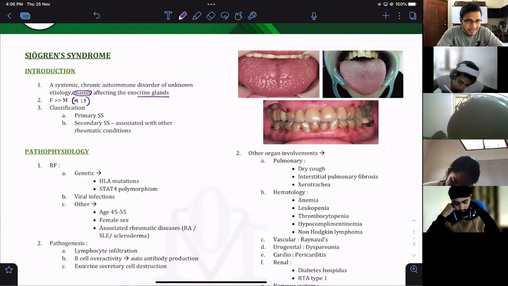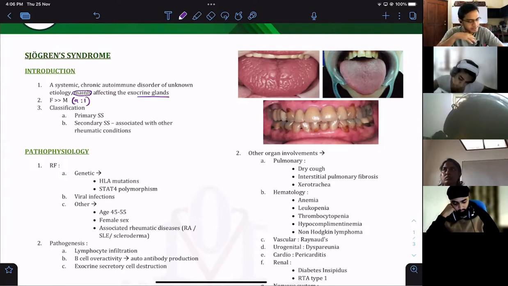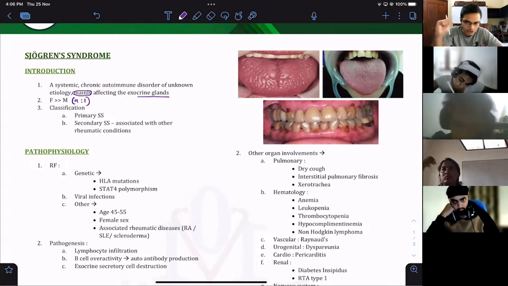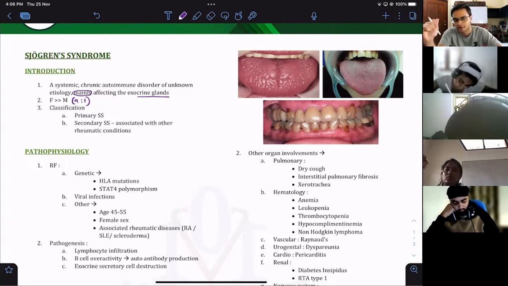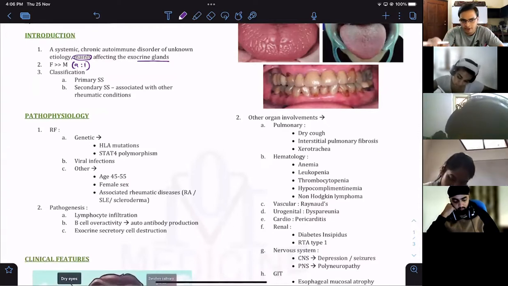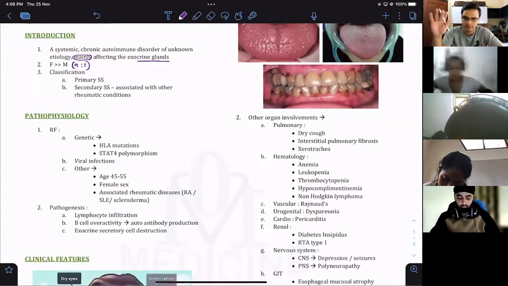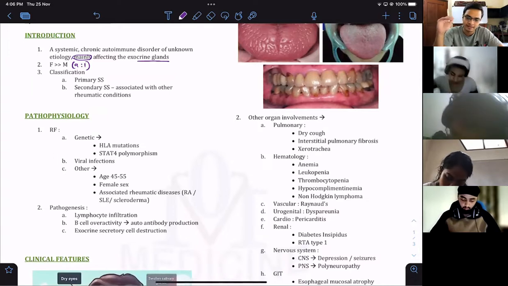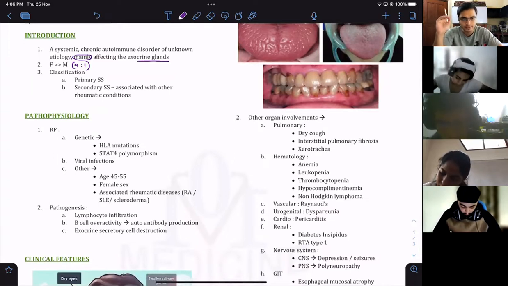Then classification, guys. We have something called primary Sjogren syndrome and secondary Sjogren syndrome. Primary means just Sjogren's in itself; the patient has only Sjogren's manifestations, nothing else. Secondary Sjogren's is associated with other rheumatic conditions. It can be SLE, scleroderma, rheumatoid arthritis, whatever. The patient has another associated rheumatic disease.